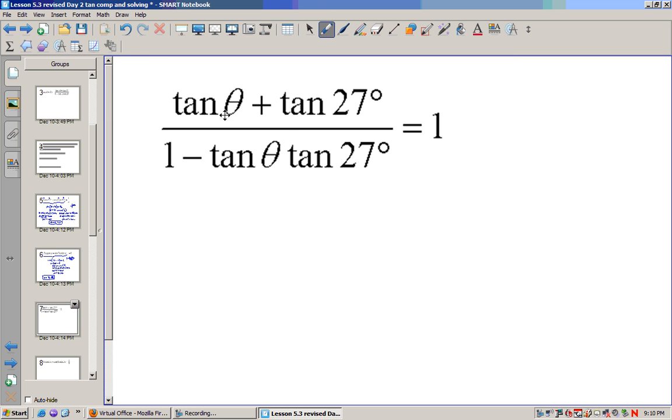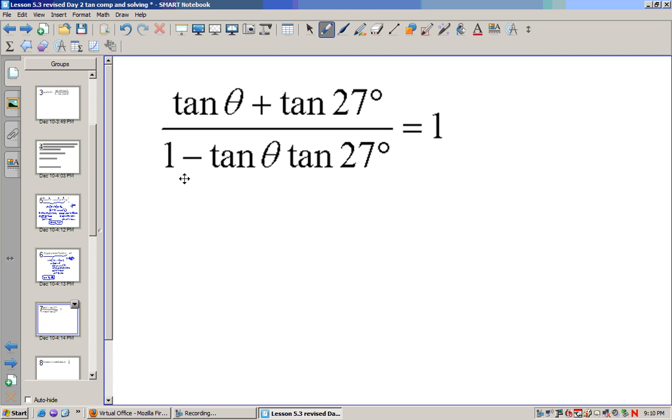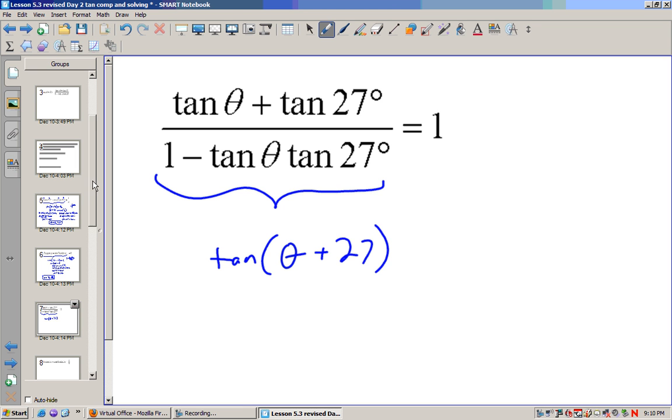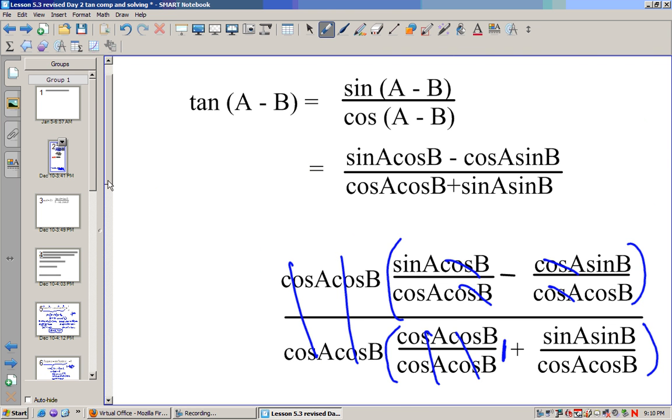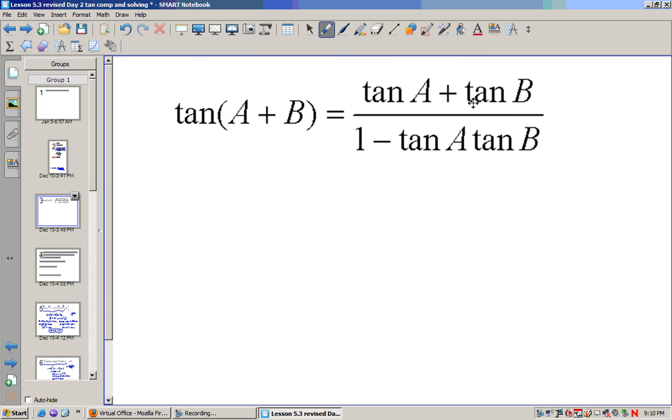Alright, tangent of theta plus tangent of 27 over 1 minus tangent of theta, tangent of 27. So if we look back at this plus and minus, so that's tangent of A plus B. So this whole thing can be reduced to tangent of theta plus 27. Now notice the difference from that and this, where it's a minus, so if it's tangent of A minus B, there'll be a subtraction sign here.